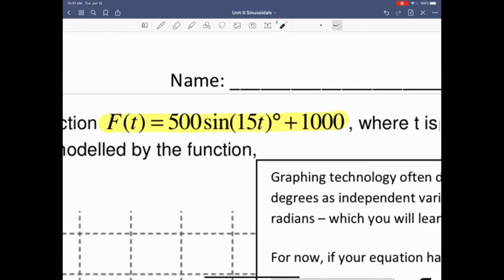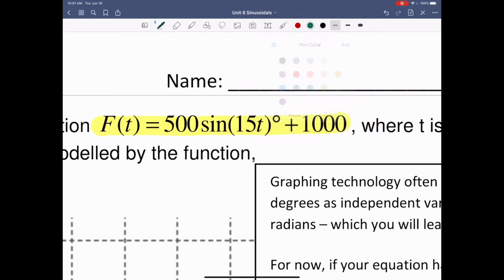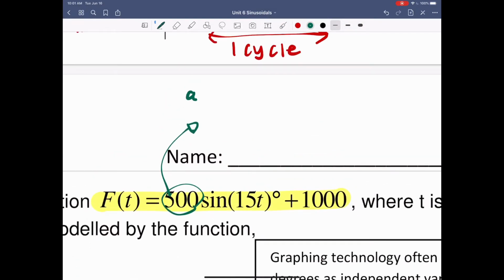So here's what I'm going to do. I'm going to try to interpret each one. So 500 is the A, and when you put the absolute value around it, this is the amplitude. So that means my amplitude is 500.